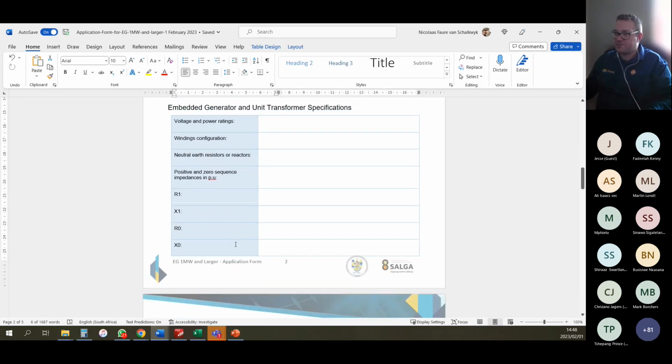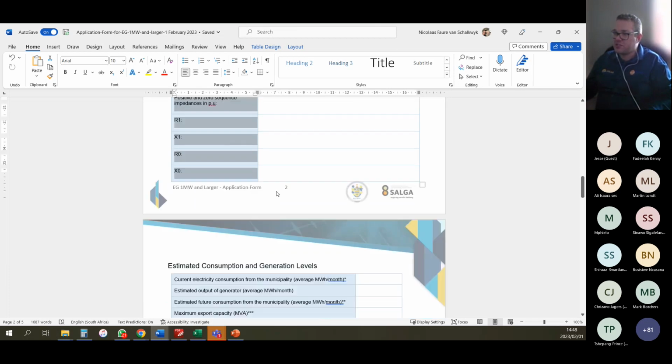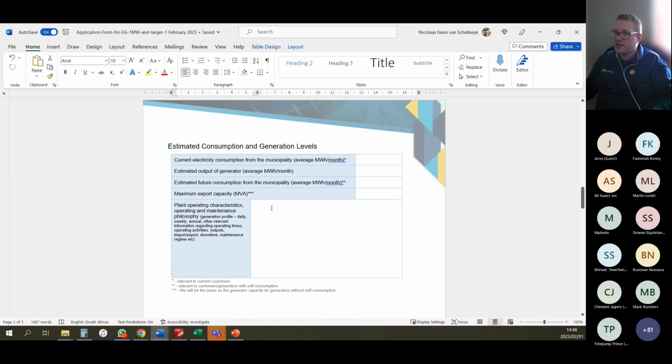have any floating neutrals. If you are going to plan to install transformers so that you step it up to medium voltage, then the information and the parameters in terms of the transformers need to be captured. And then lastly, the information about the energy consumption and generation.